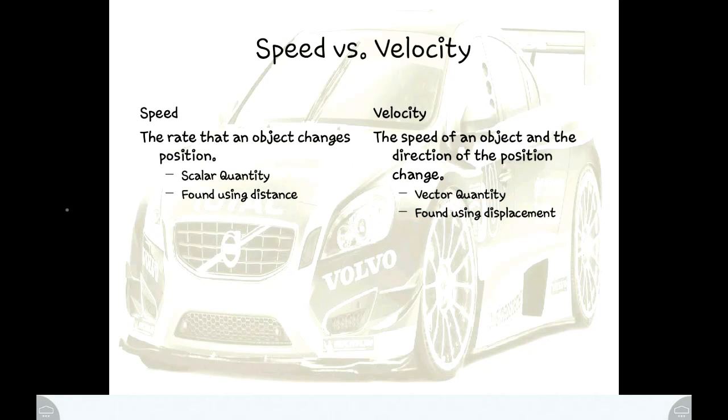Speed and velocity are used interchangeably in our everyday language, but in physics they have two very different meanings, just like distance and displacement did in the last video. Speed is the rate that an object changes position. We usually measure speed as a scalar quantity, and it's found using the distance the object travels. Velocity, on the other hand, incorporates speed, but it also adds the direction of the position change, which makes it a vector quantity, and it's found using the displacement.